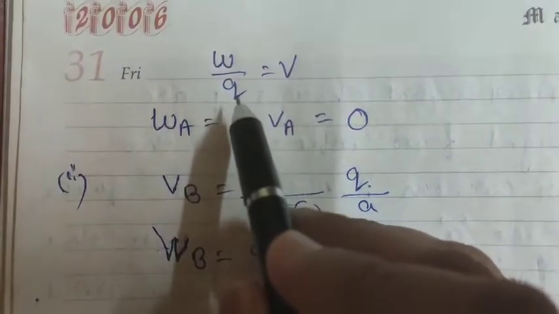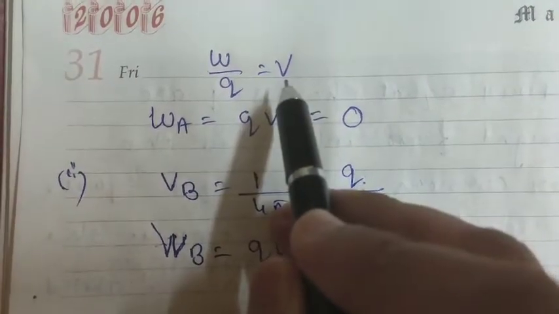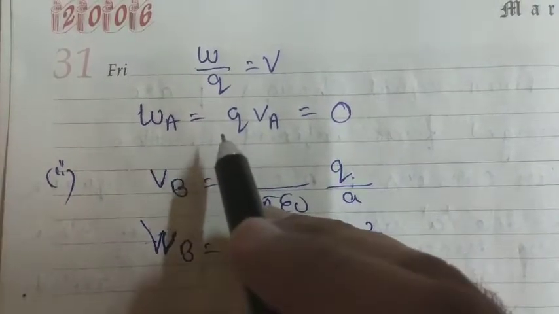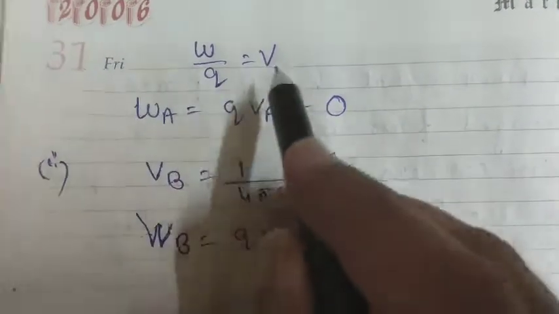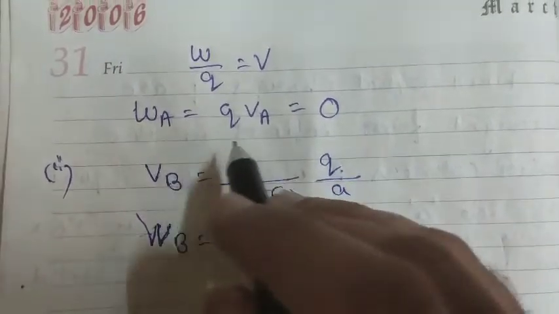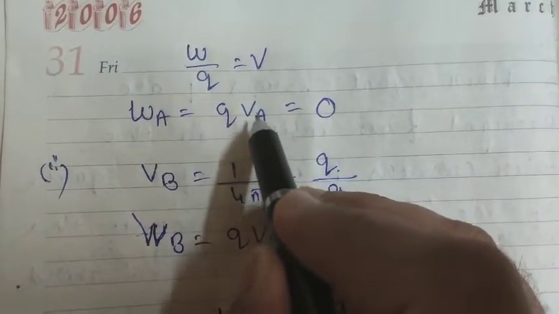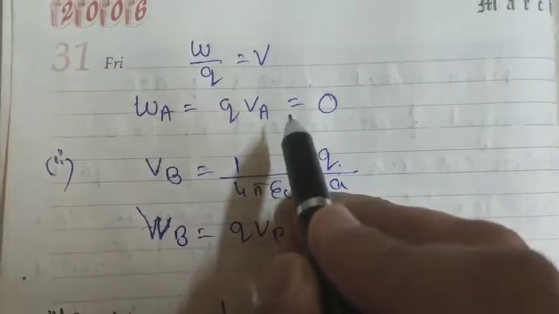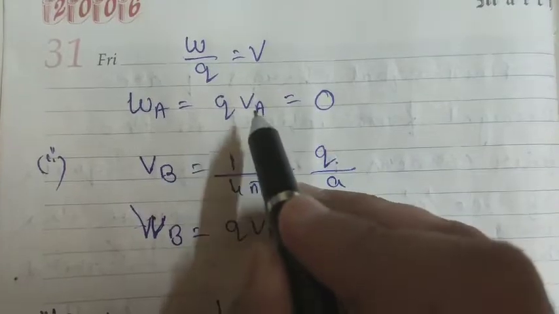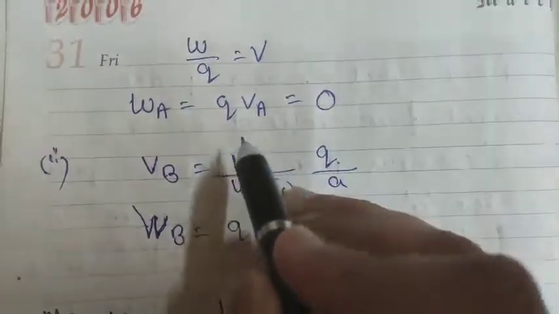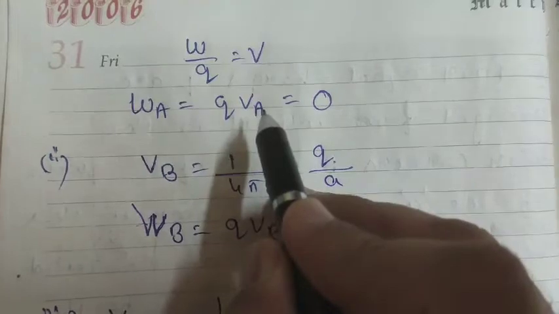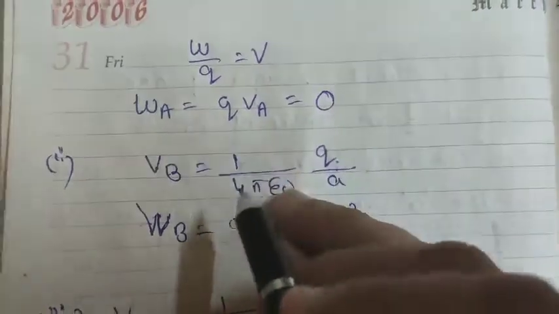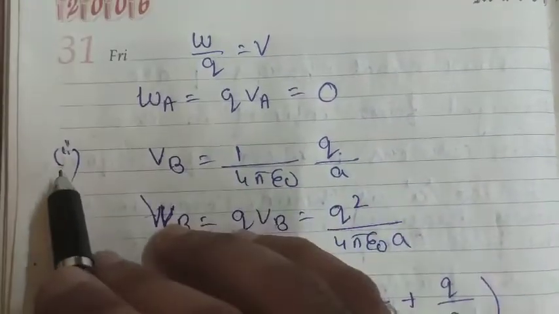Work done upon a unit charge, you know, is potential difference, right? So the work done on A is equal to Q into VA. What is the potential VA of that place? 0, right? And we are doing no work. So Q into VA is equal to 0. Charge is there, but what is the potential difference there? No potential difference, because no other potential is present. So the answer is 0. Now come to the second part.